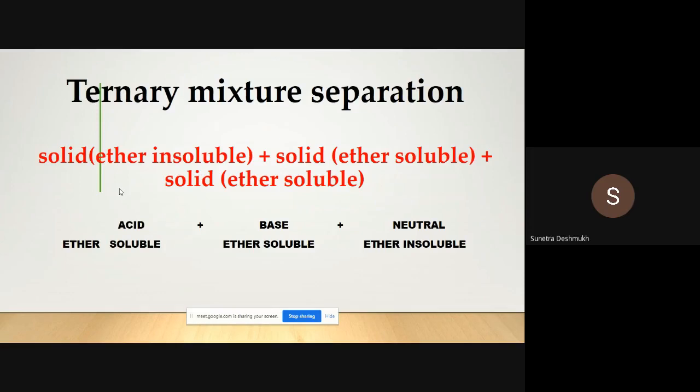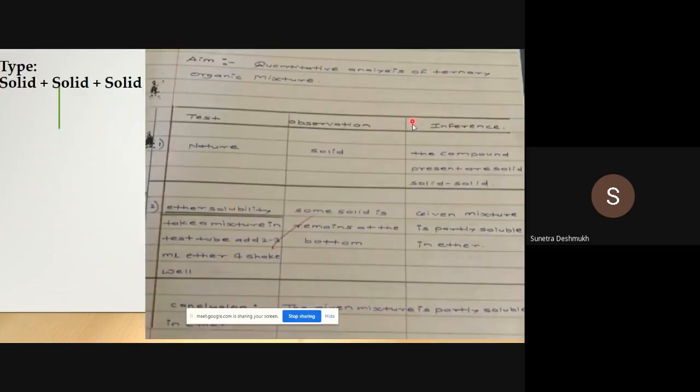So I have taken three solids here. Out of them, one solid is an acid, which is ether soluble. One component is a base, which is also ether soluble. And one component I have taken is a neutral component, which is ether insoluble. So two components out of three are ether soluble, and one is ether insoluble. In this way you will get your mixture, and now you have to separate all these things.